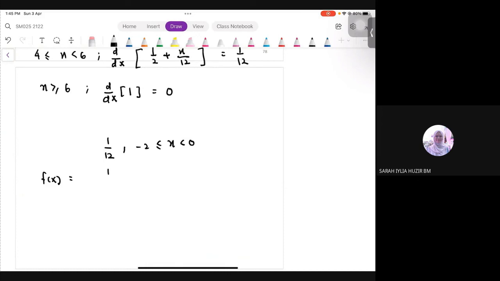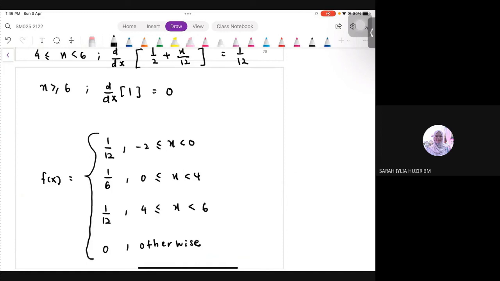After that, we get 1/6. So, that's from 0 up till 4. After that, we get 1/12 once again. From 4 up till 6. And then from the first and last one, we get 0. So, we just rewrite 0. Otherwise, and that is the probability density function.